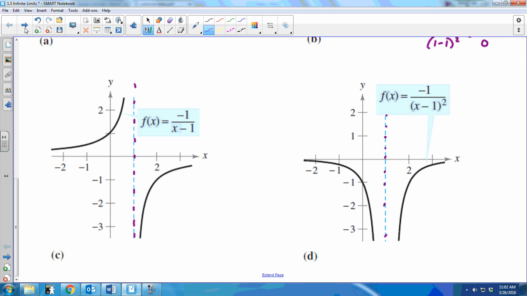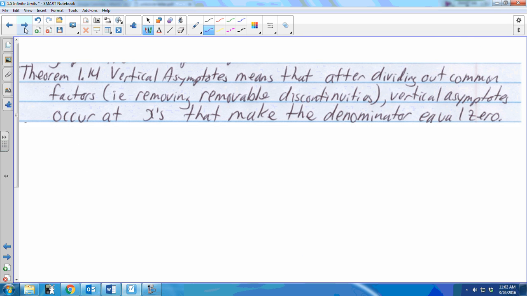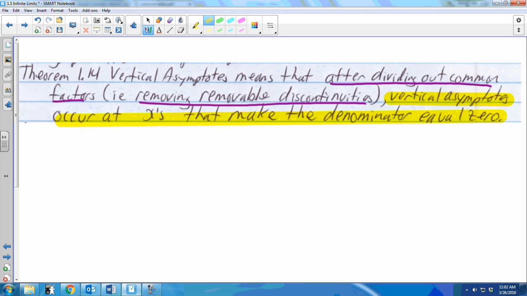So if you're looking at all of these, by definition, if you have a vertical asymptote, that means that after dividing out common factors, so if you can remove removable discontinuities, then the vertical asymptotes occur at x's that make the denominator equal to 0. That's what just happened on all 4 of those graphs. Okay?